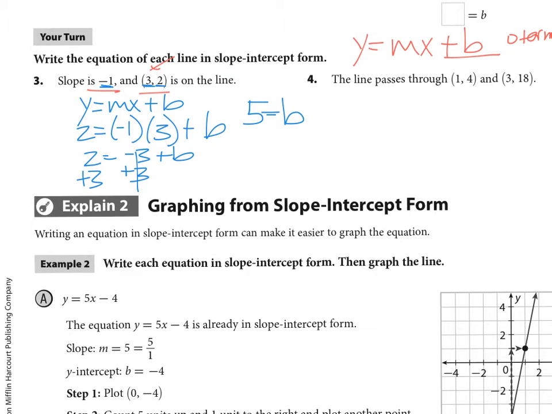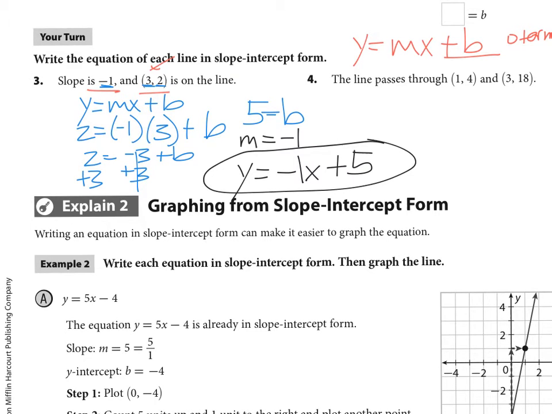Now I know what b is. I knew what m was because it gave it to me at the beginning of the problem. So now can I write the equation? Yes, because I have m and b. So y equals mx plus b. There's my equation.